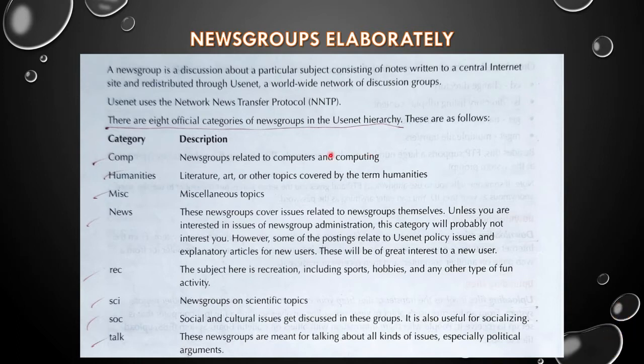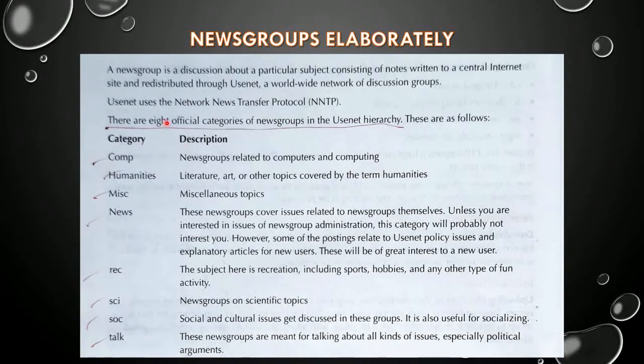So let us see elaborately about the news group. So what is it? A news group is a discussion about a particular subject consisting of notes written to a central internet site and redistributed through Usenet, a worldwide network of discussion groups. So Usenet uses the Network News Transfer Protocol, NNTP. So Usenet uses what? Network News Transfer Protocol. By that, it will work.